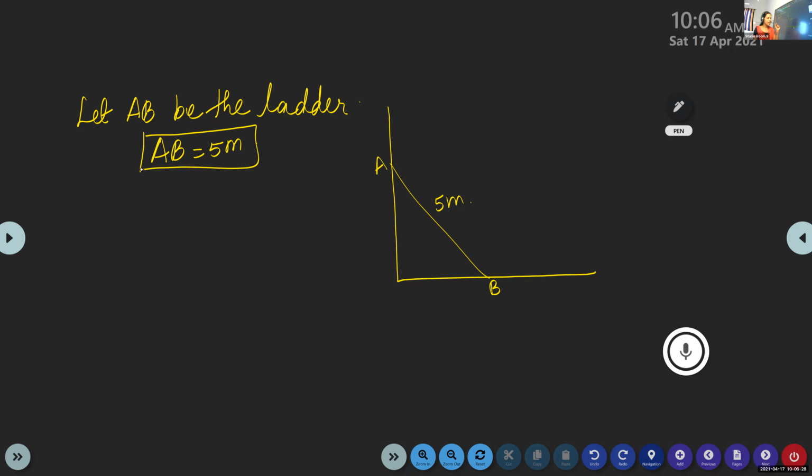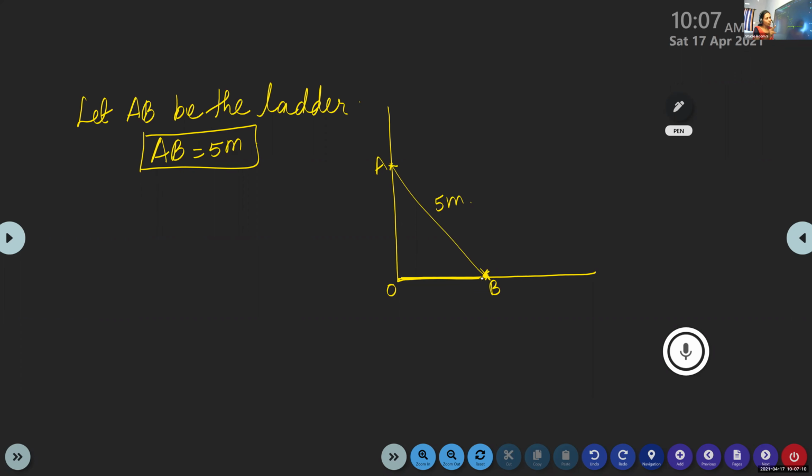Now imagine the situation. We have kept one ladder leaning against the wall. Suppose we move the foot of the ladder. Suppose we denote this as O. When we pull the foot of the ladder along the ground, you can see two lengths, OA and OB. Will OA and OB change? Surely there is a change.